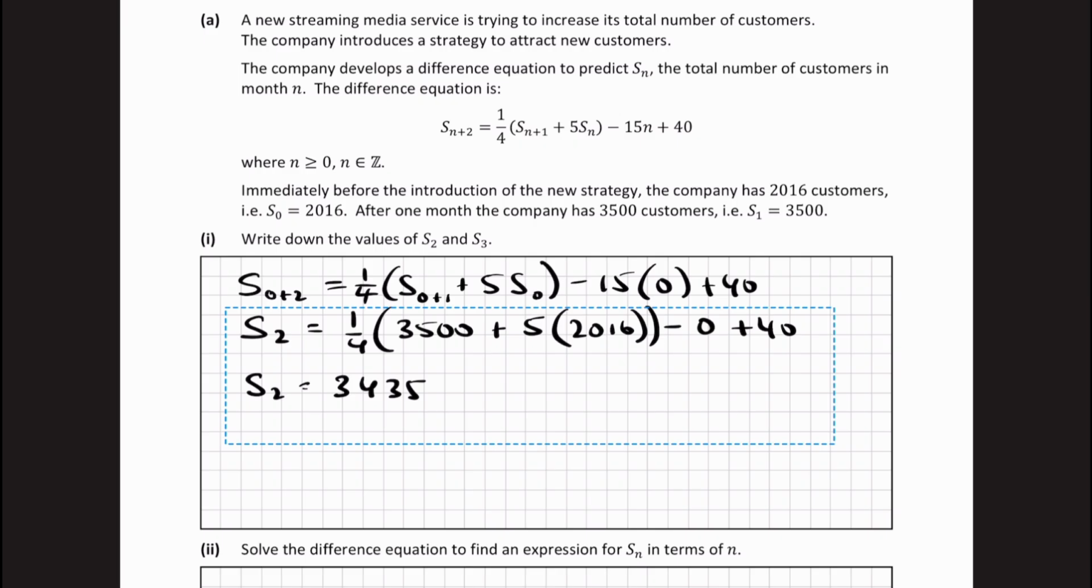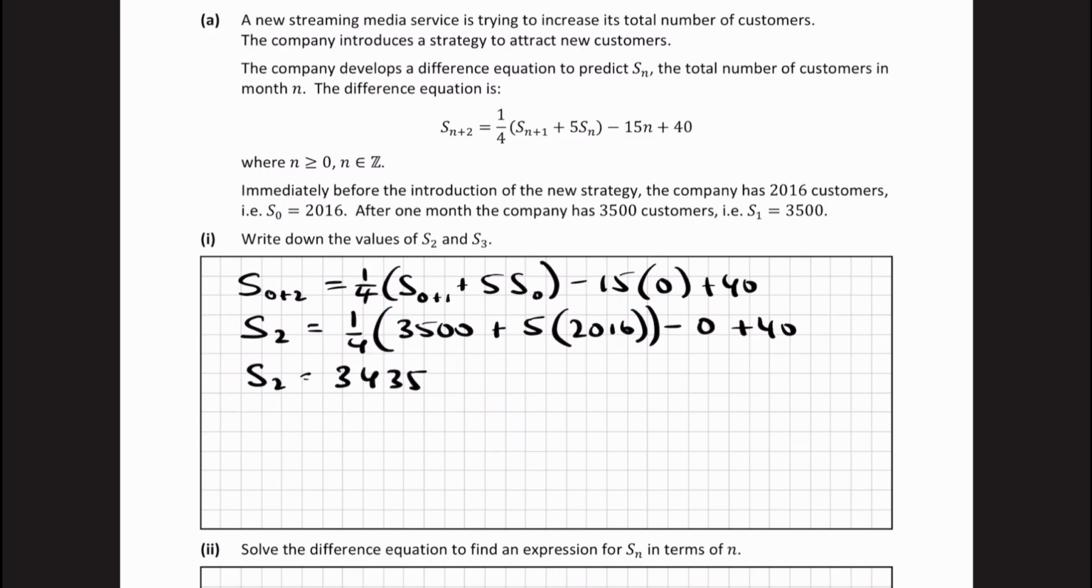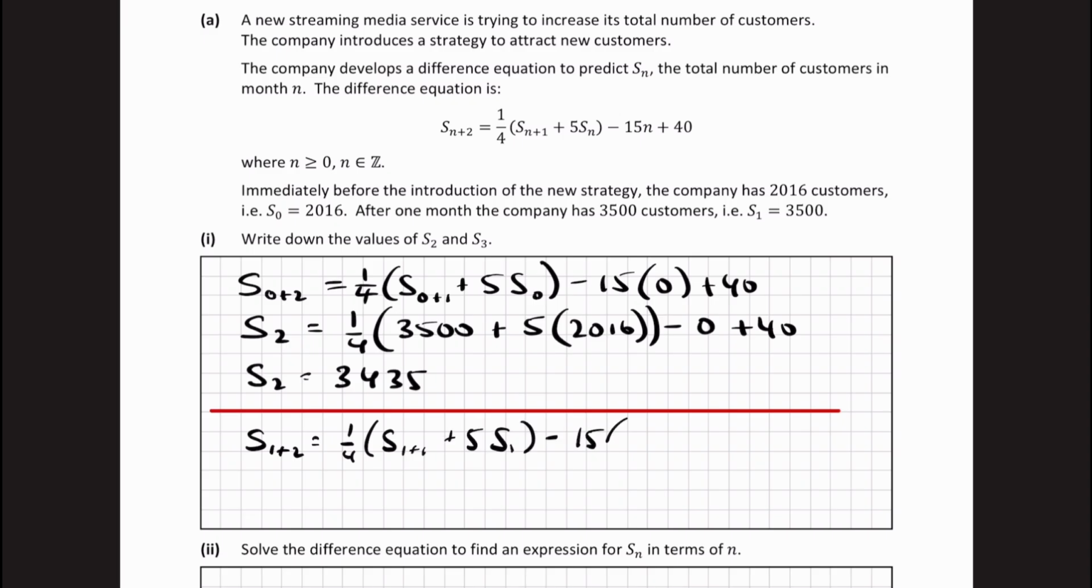You're going to rinse and repeat this idea to find S3, so we'll go ahead and do that. I'm going to say S3 is S of 1 plus 2, where I'm letting n equal 1 this time. So this becomes S of 1 plus 1 plus 5 times S1 minus 15 times 1 plus 40. Plug that in: S3 is going to be a quarter times S2, the thing we just found, plus 5 times S1, which is given in the question as 3,500, minus 15 plus 40.